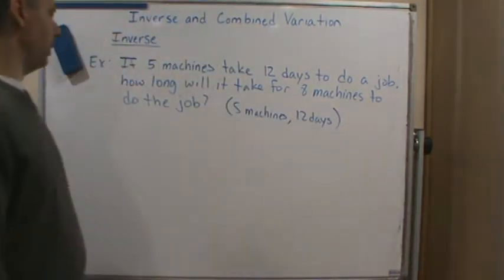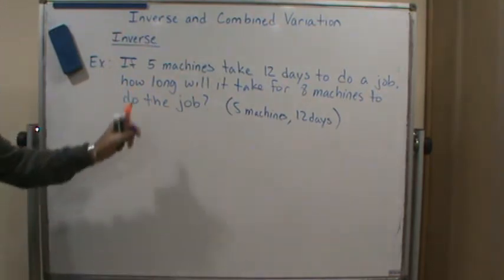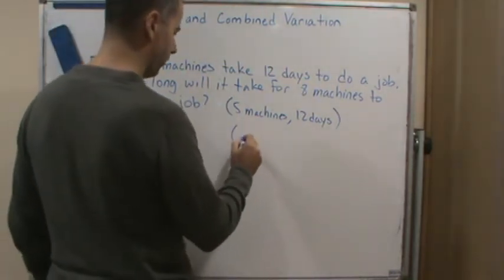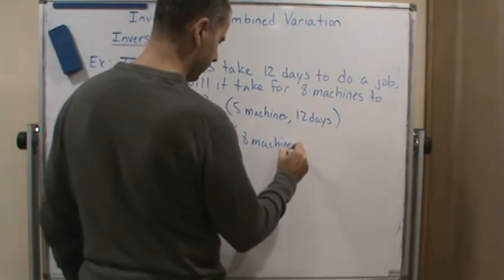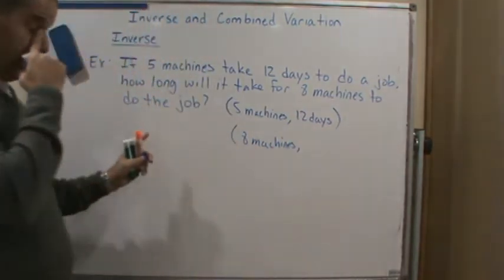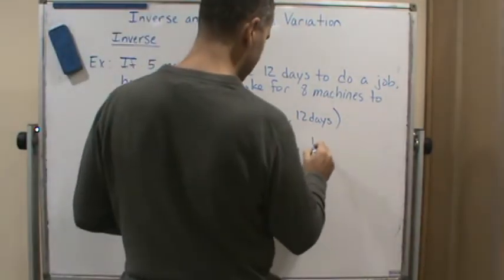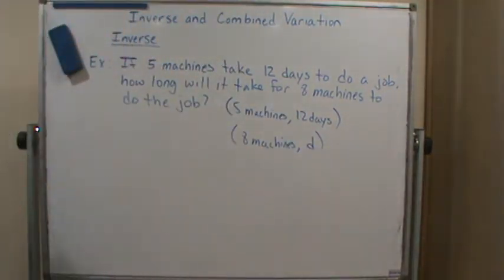And then it's asking, how long, so there's the amount of time, how long will it take for 8 machines? Well, that means that we have 8 machines, but we don't know how many days it'll take. That's what we're trying to figure out. So let's use D for days. So there's our 2 points.